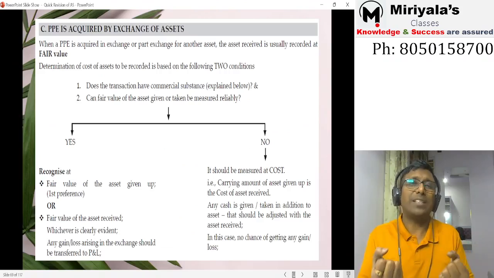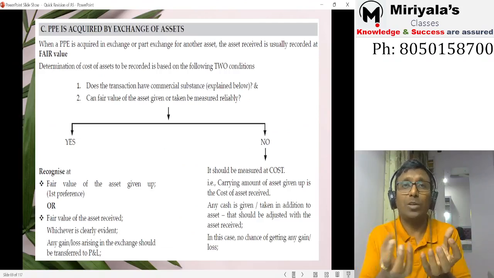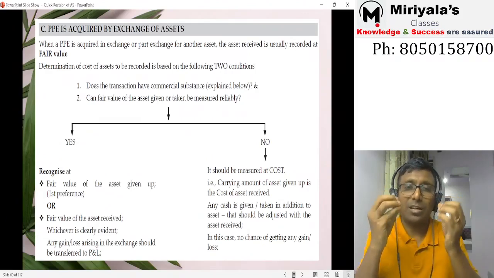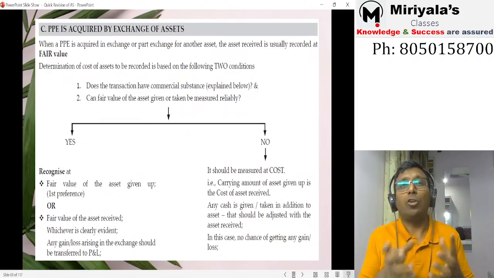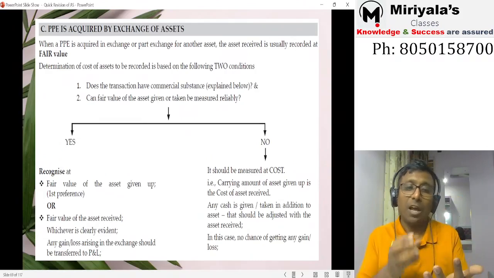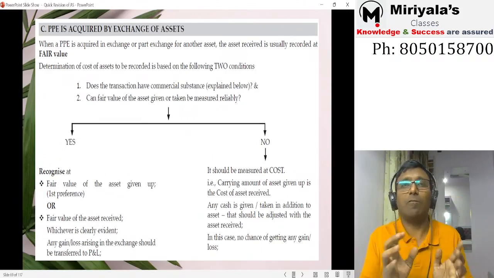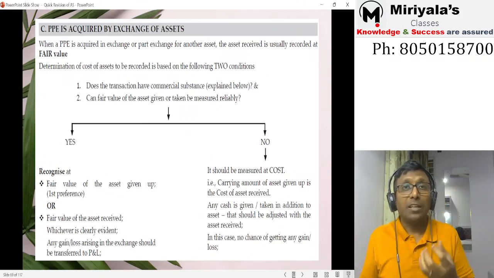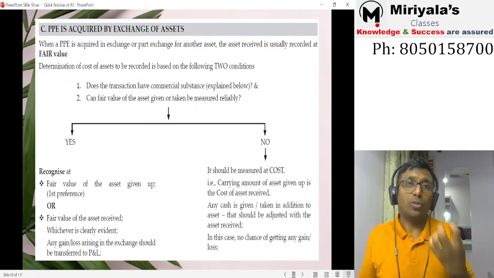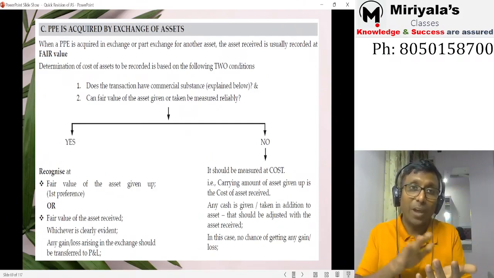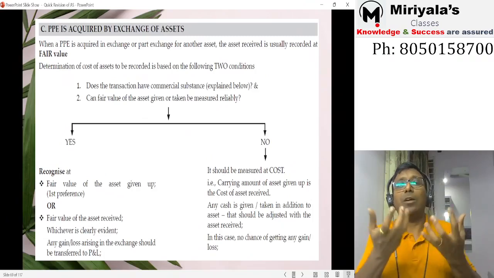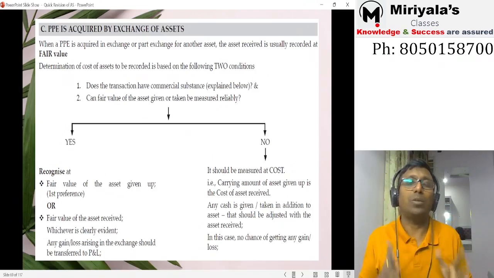The two assets you are exchanging should be different, either amount-wise or value-wise. It should not be the same item. If it is the same item, then it is not actually called a barter transaction. Second, can you measure the fair market value of the asset given, or at least the fair market value of one of them? If you satisfy both the conditions, then the asset you are getting in should be recognized at the fair market value of what you have given. If you can't measure it reliably, then the fair market value of the asset received is supposed to be recognized.